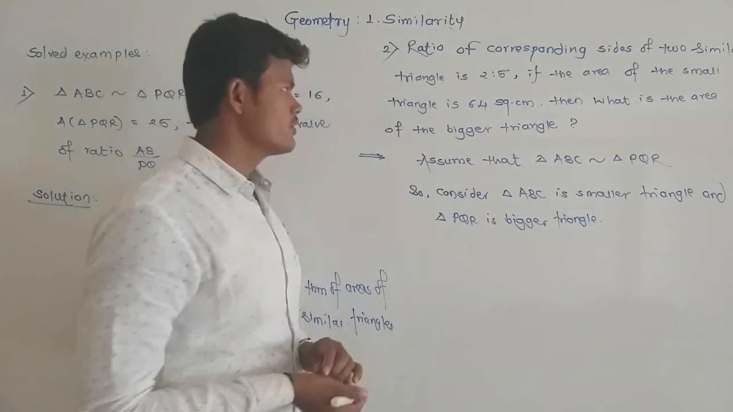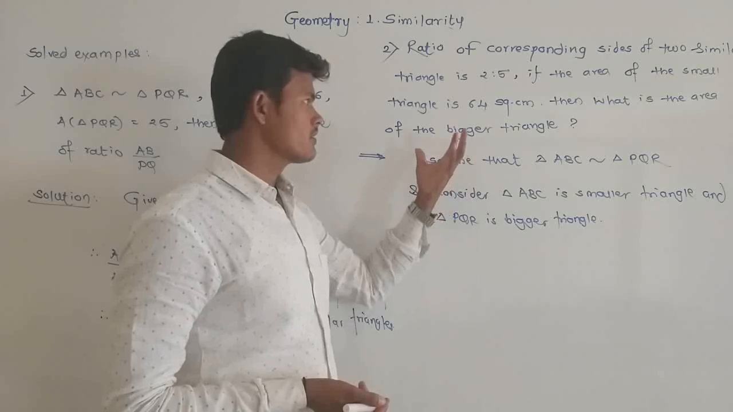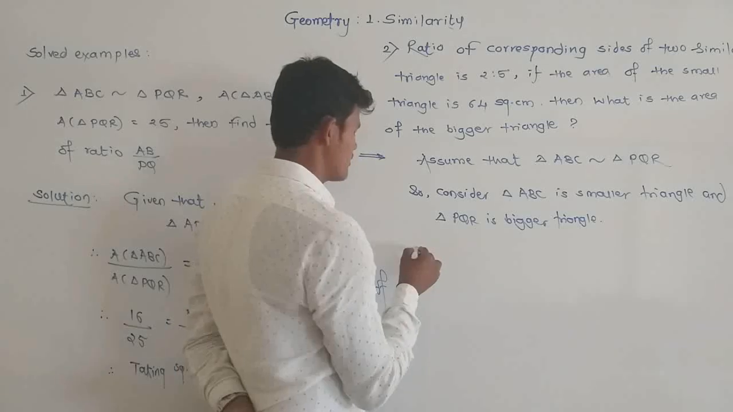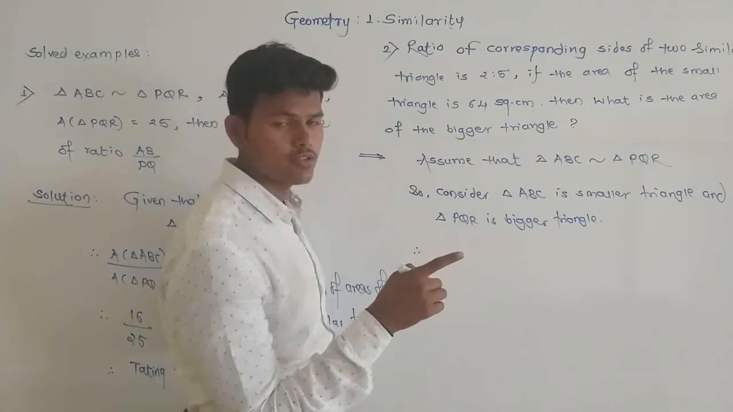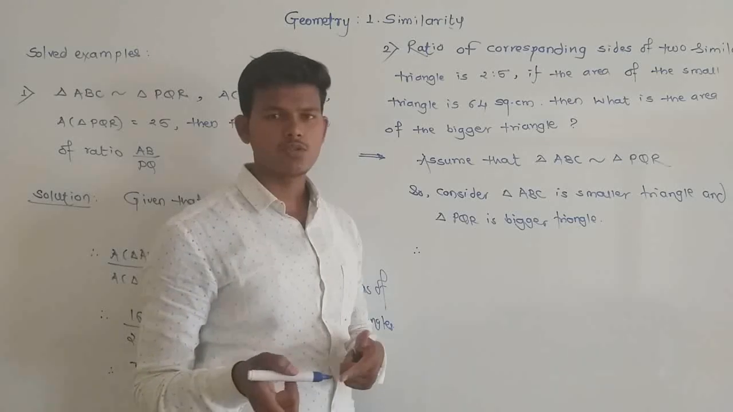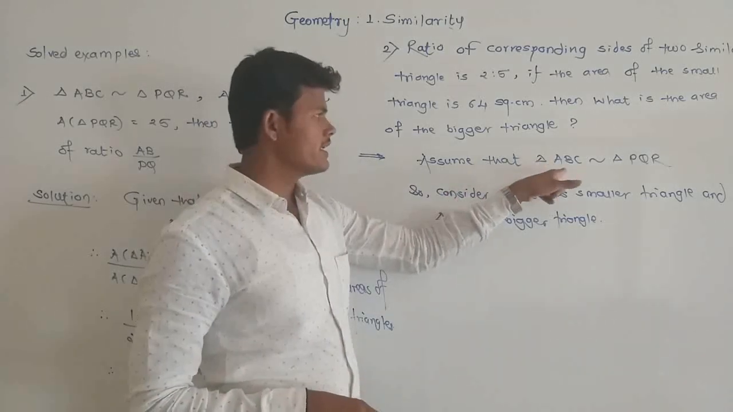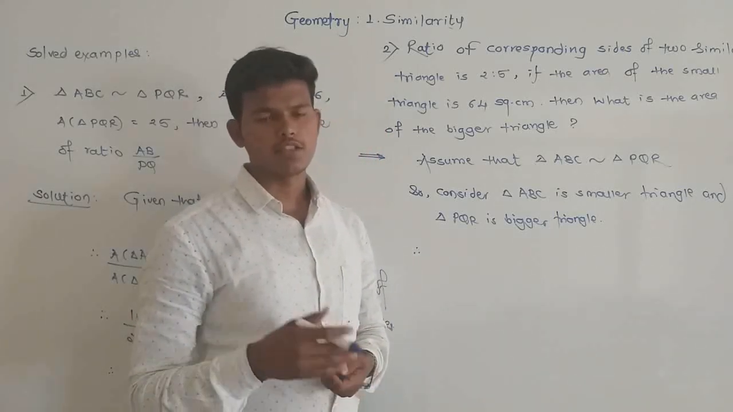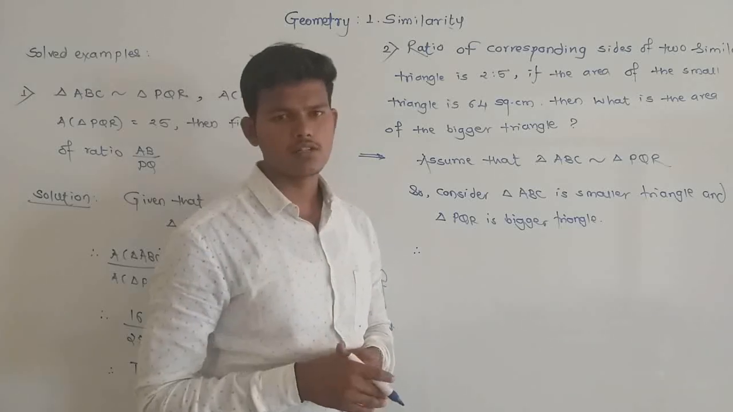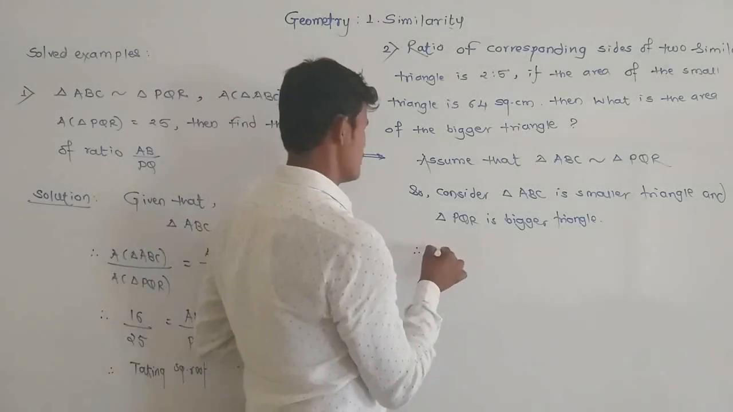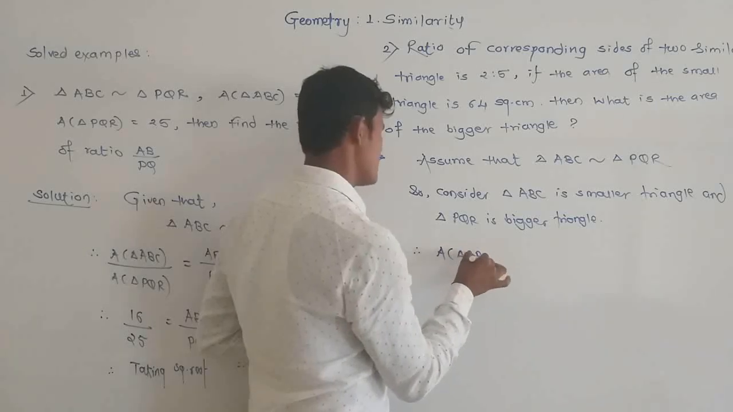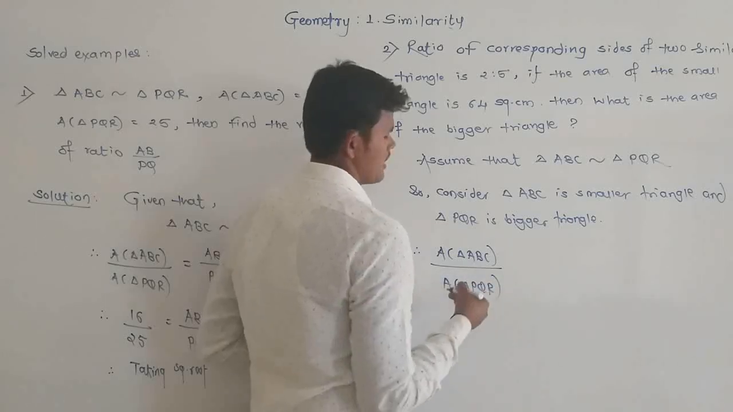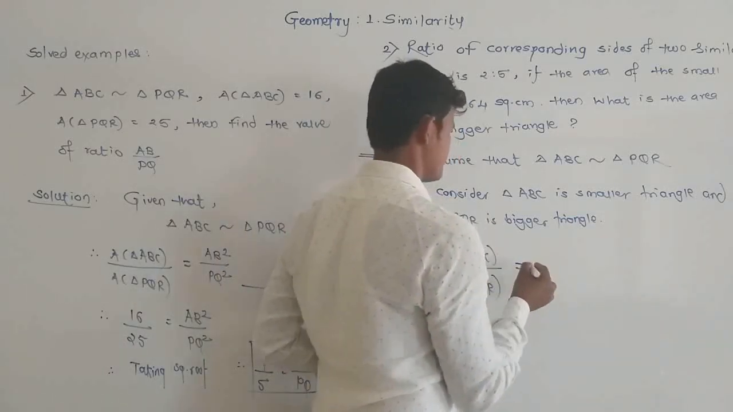Okay, now we know the ratio of corresponding sides as well as the areas of similar triangles. So take the ratio of areas of two triangles. Why are we taking the ratio of areas of the triangles? Because the given condition is triangle ABC similar to triangle PQR. That means the two triangles are similar, and if two triangles are similar, the ratio of their areas is what? Square of their corresponding sides.